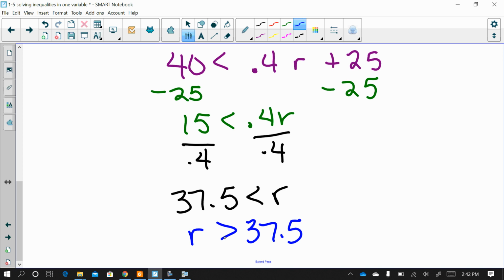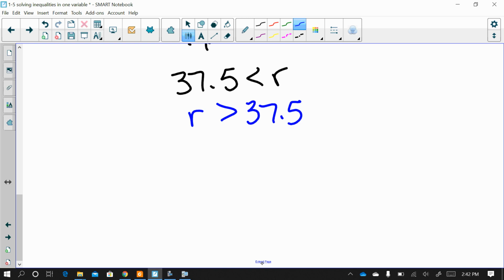So this is saying A is cheaper than B when I order more than 37.5 roses. Now, does it make sense to order 37.5 roses? Are you going to get half a rose to give to your significant other? Absolutely not. So we can bump this up to 38. But 38 would work, so we'll make it equal.